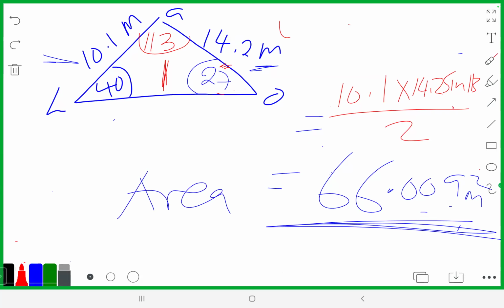Do you have any question on how to find an area? The key message here is that area will be equal to the two sides that are marking an angle in between. Make sure those sides are marking an angle in between. So side O and L in this case, then sine the angle that is being marked, then divide by 2. That's how you find it.